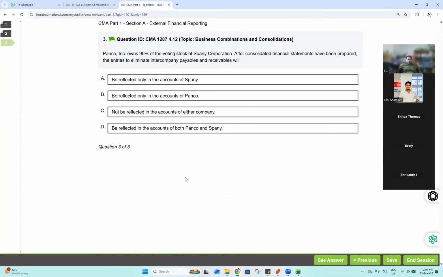Panko owns 90% of the voting stock of Swani Corporation. After consolidated financial statements have been prepared, the entries to eliminate intercompany payables and receivables will be: not reflected in the accounts of either company.